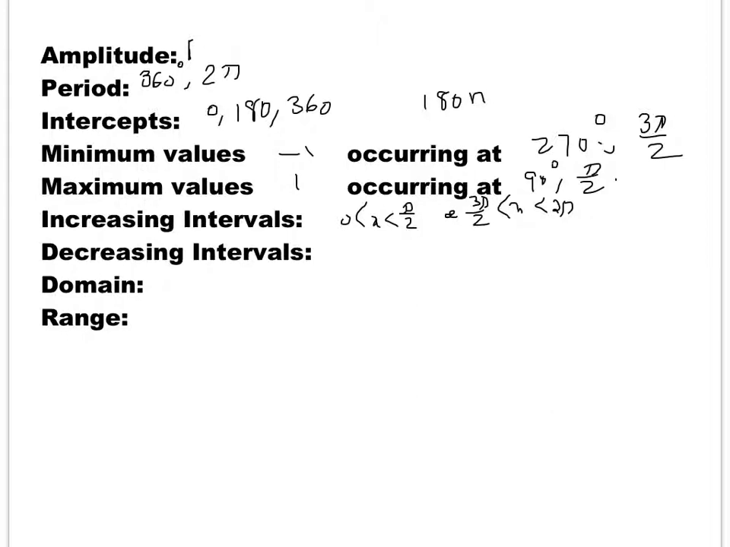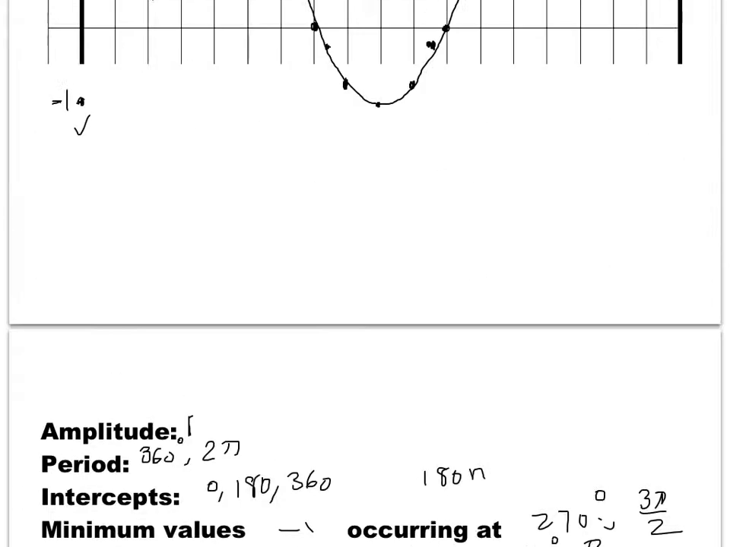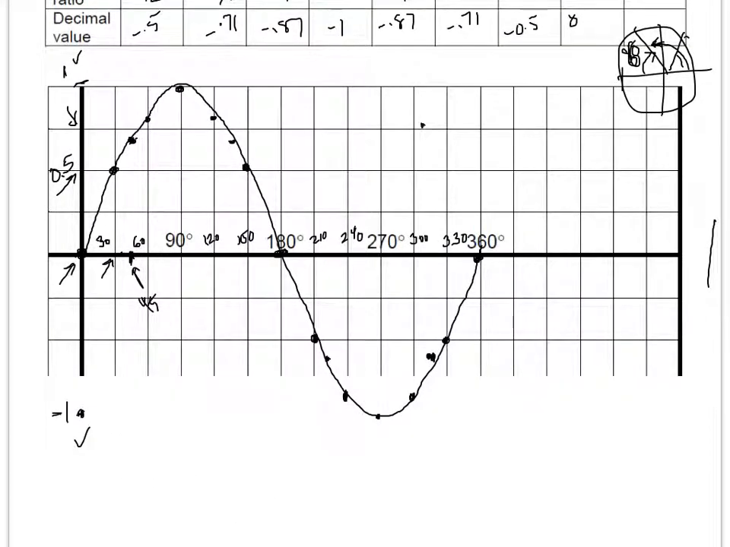So, the question is, why are these two intervals increasing? Let me just show you on the graph here. If you look at the graph and you walk from left to right, remember, always walk from left to right. If I walk along the graph, okay?